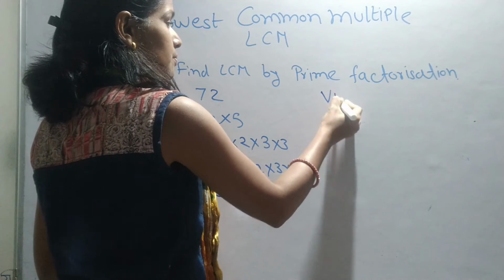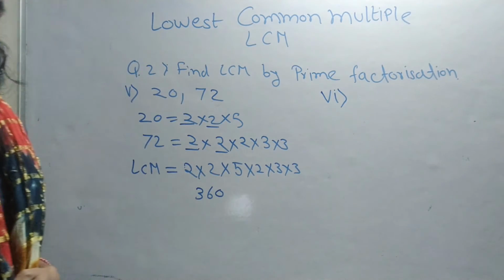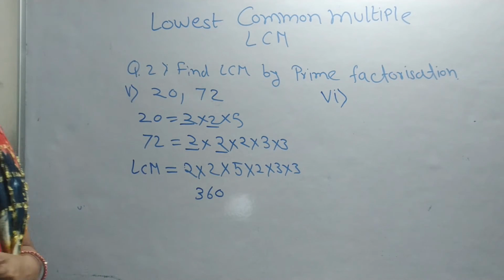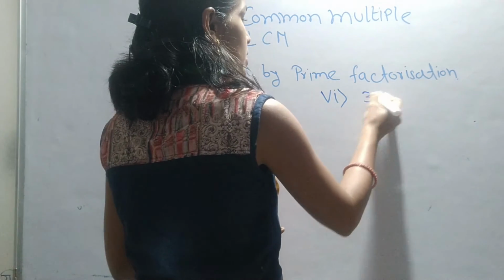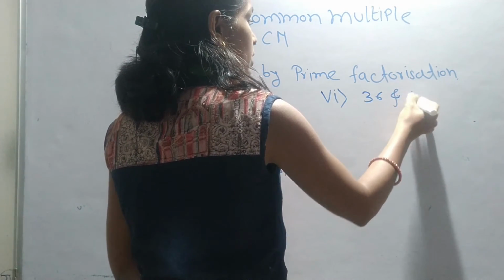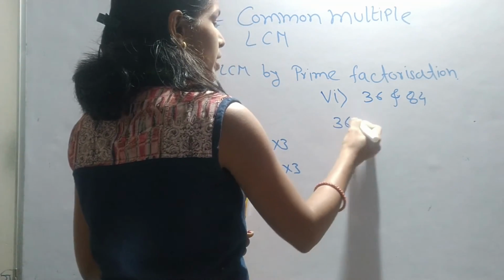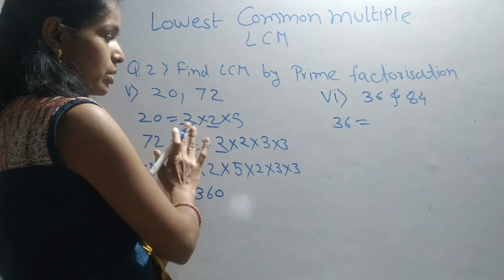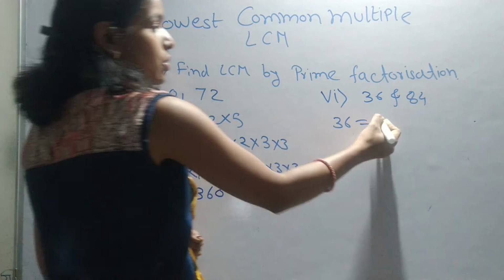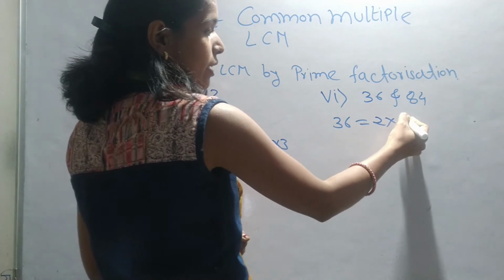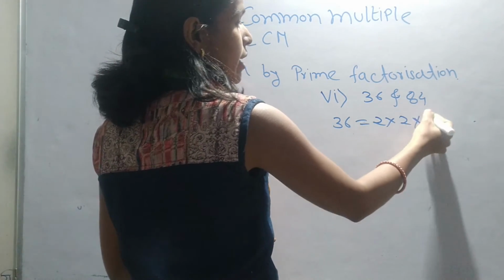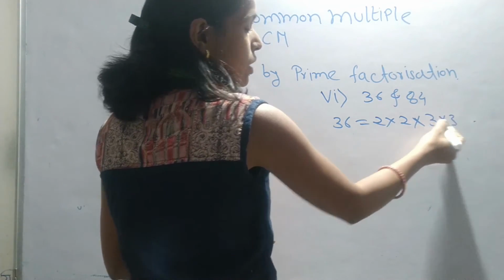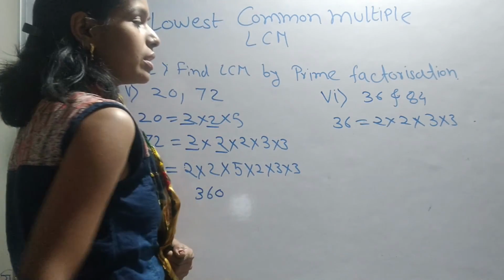Now let's solve the next example. Example 6. In example 6, you have to find the LCM of 36 and 84. So what is the prime factorization of 36? We know that 18 2s are 36. So 2 into 18. 18 has a factorization 2 9s are 18, and 9 has a factorization 3 into 3. So 3 3s are 9, 9 2s are 18, 18 2s are 36.